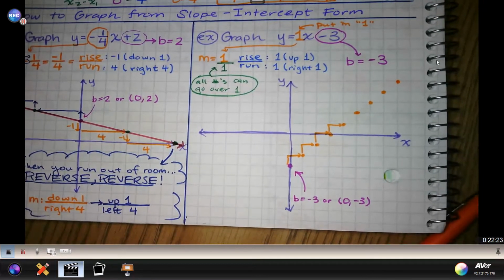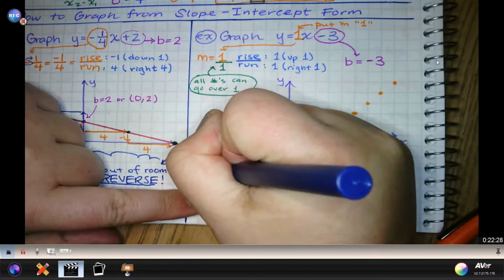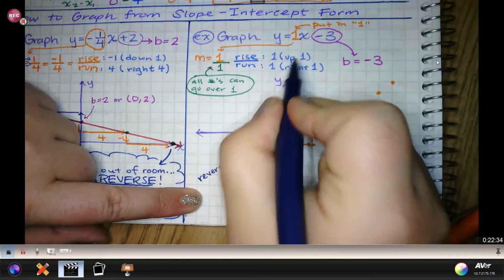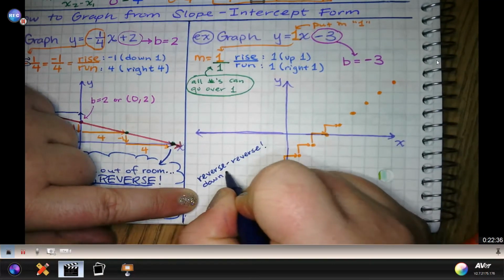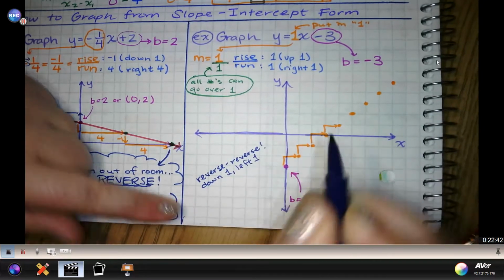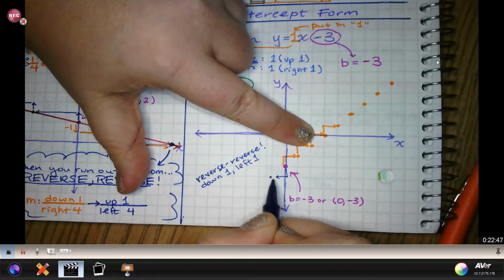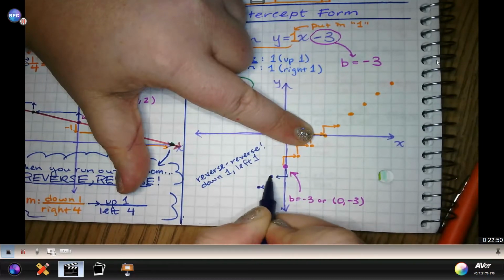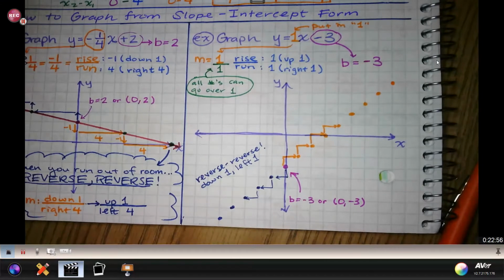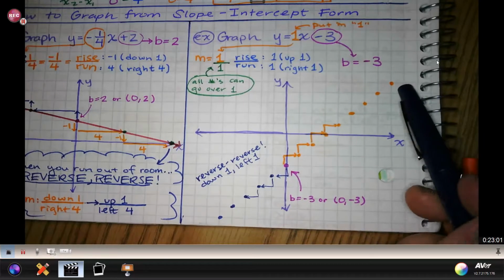Then to go backwards, we do reverse, reverse. So since it's up 1, it's going to be down 1. Instead of right 1, it's going to be left 1. So I'm going to start at the beginning point again, and this time I'm going to go down 1, left 1, down 1, left 1, down 1, left 1. And again, once you kind of get the hang of it, you can just do it on your own. Ta-da.